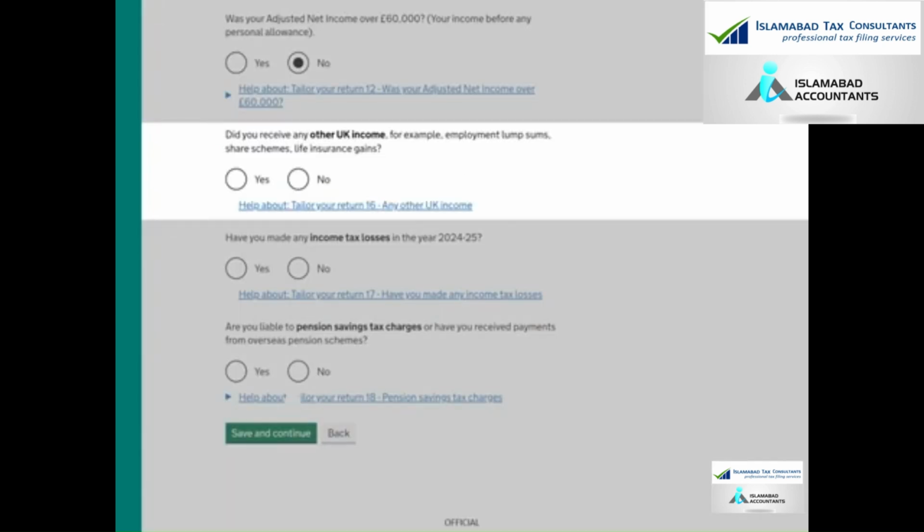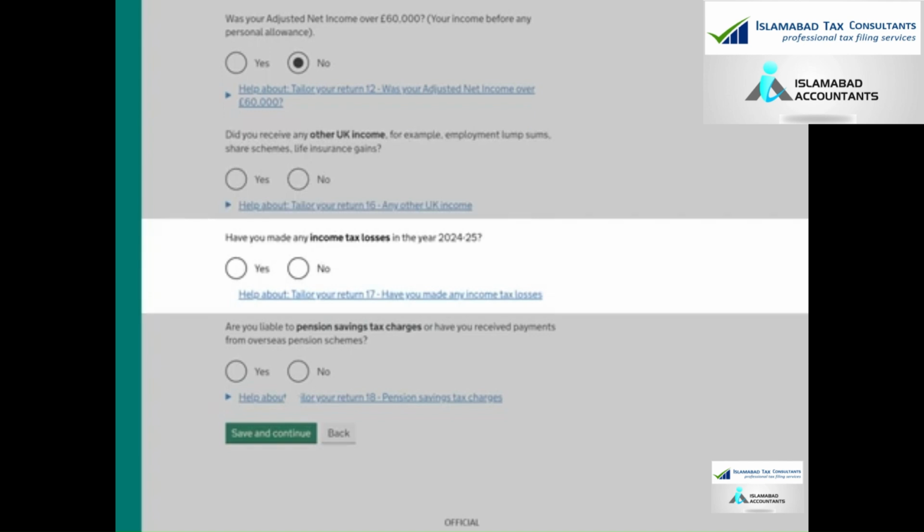There are many types of other UK income that you may need to tell us about by answering yes to this question. However, don't answer yes and include in this section any income that should be shown in other sections of the tax return. You can find guidance about what types of income you may need to include here in the Help About link.